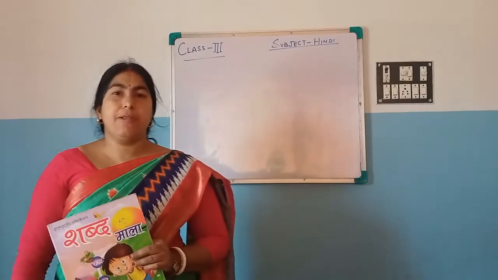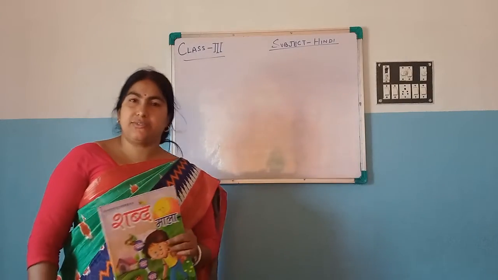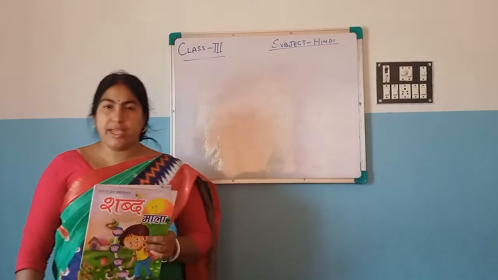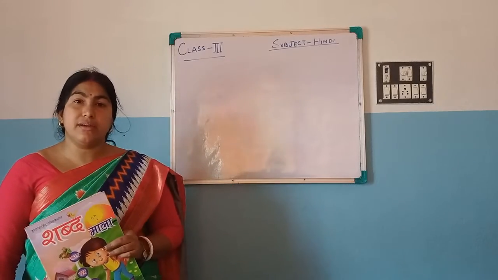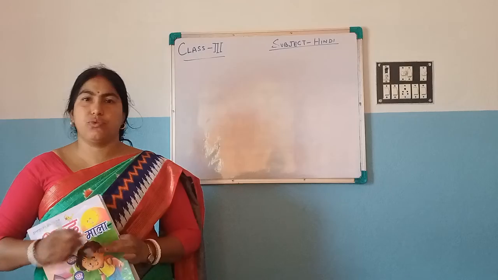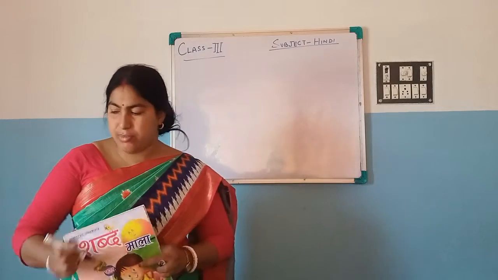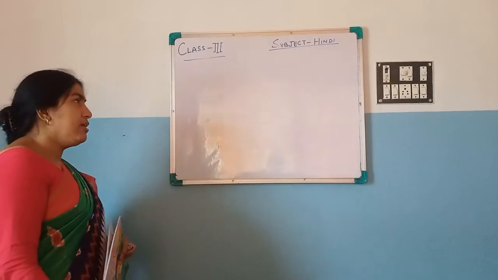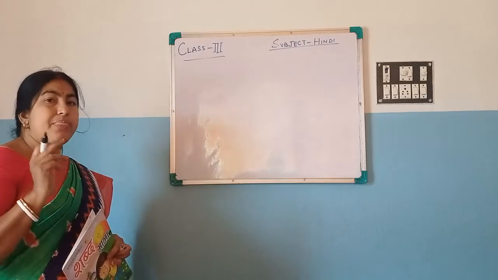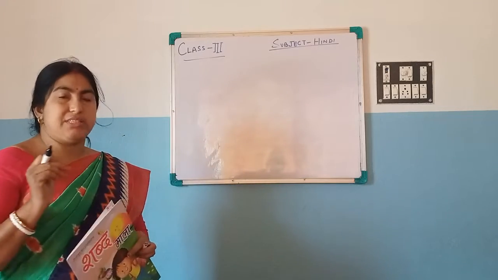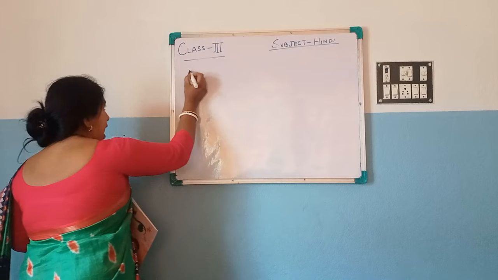Students, we have done A ki matra and Hasva i ki matra. Okay? Today, we are going to start Dirgha i ki matra and Hasva u ki matra. Only two matras. Now, starting with first, we will revise the previous matras we have done. That is A ki matra.